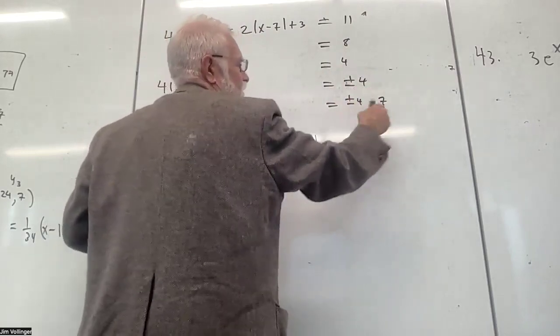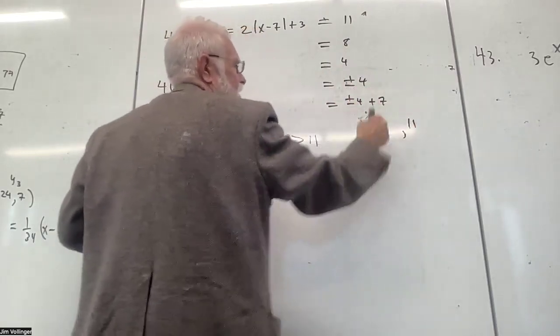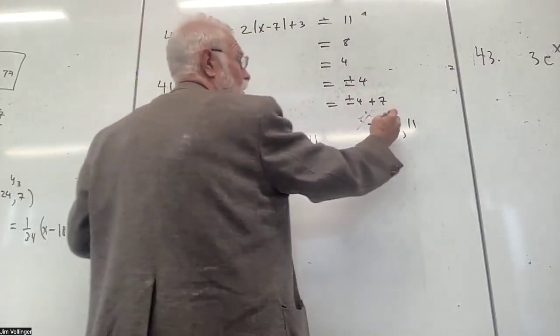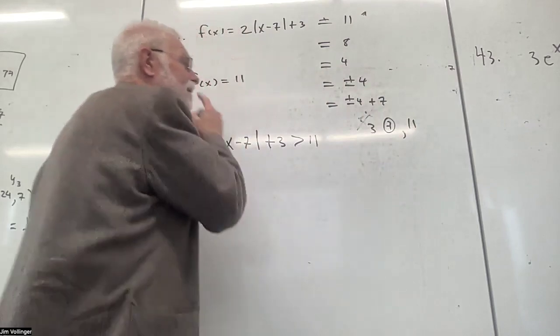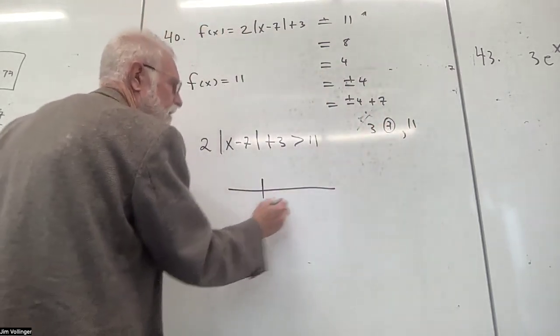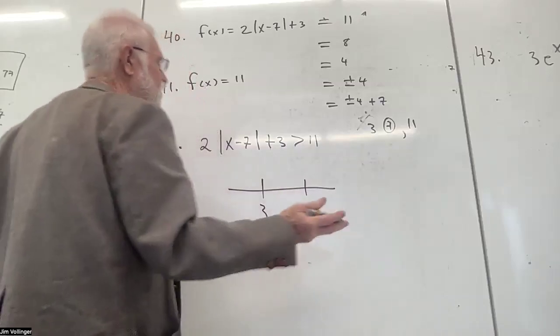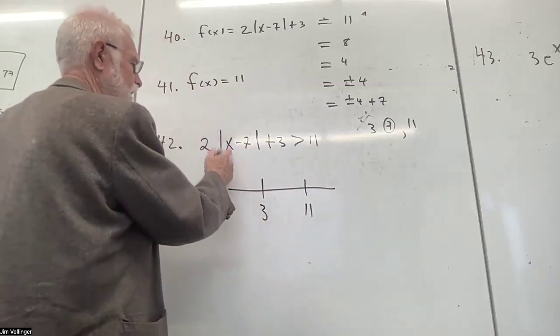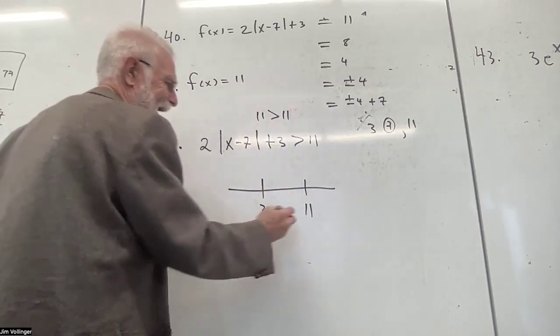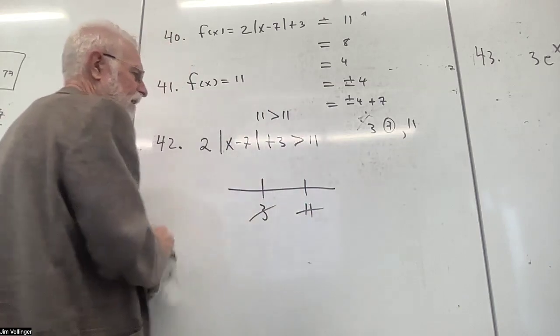And it would be nice if you said 11, and it would be nice if you said 3. What's in between 3 and 11? Oh, the number 7. Yeah, I think I can trust those answers. So now I'll put them on a number line, 3 and 11, and I'll say, what if I used 11? If I've used 11, I get 11. Is 11 greater than 11? I don't think so.